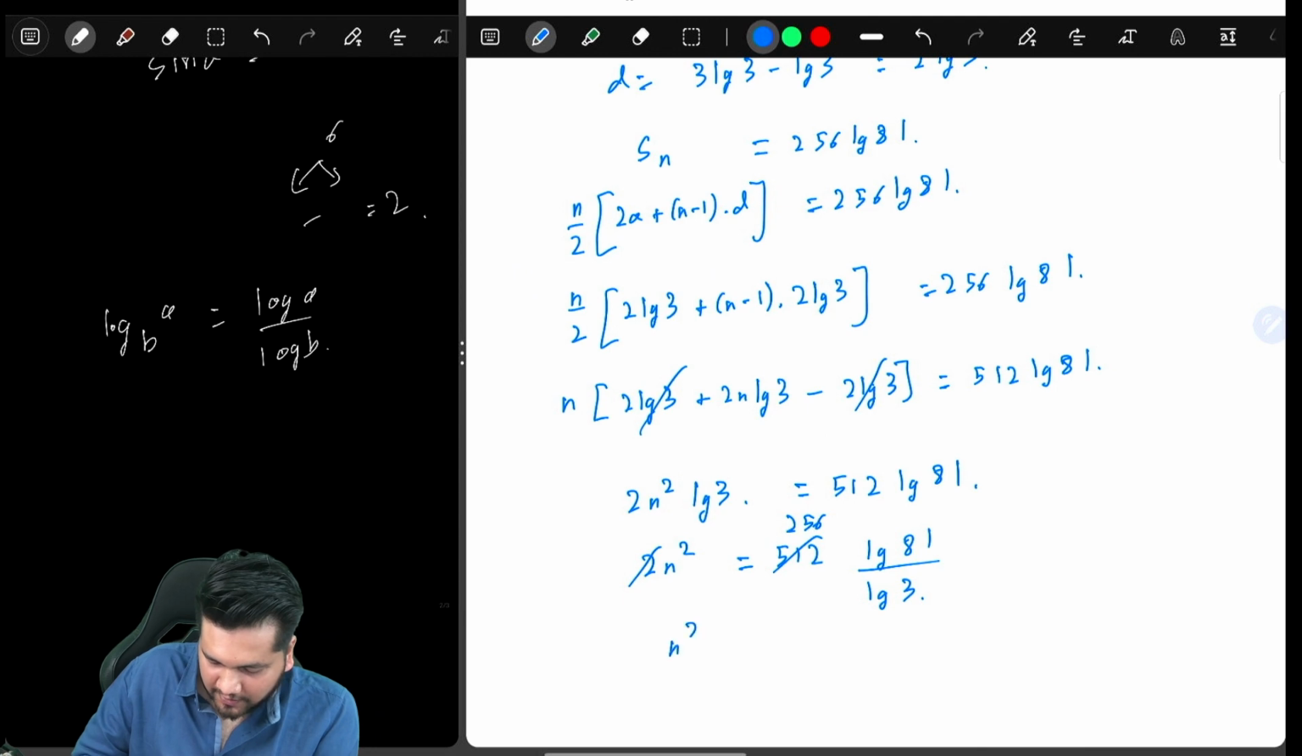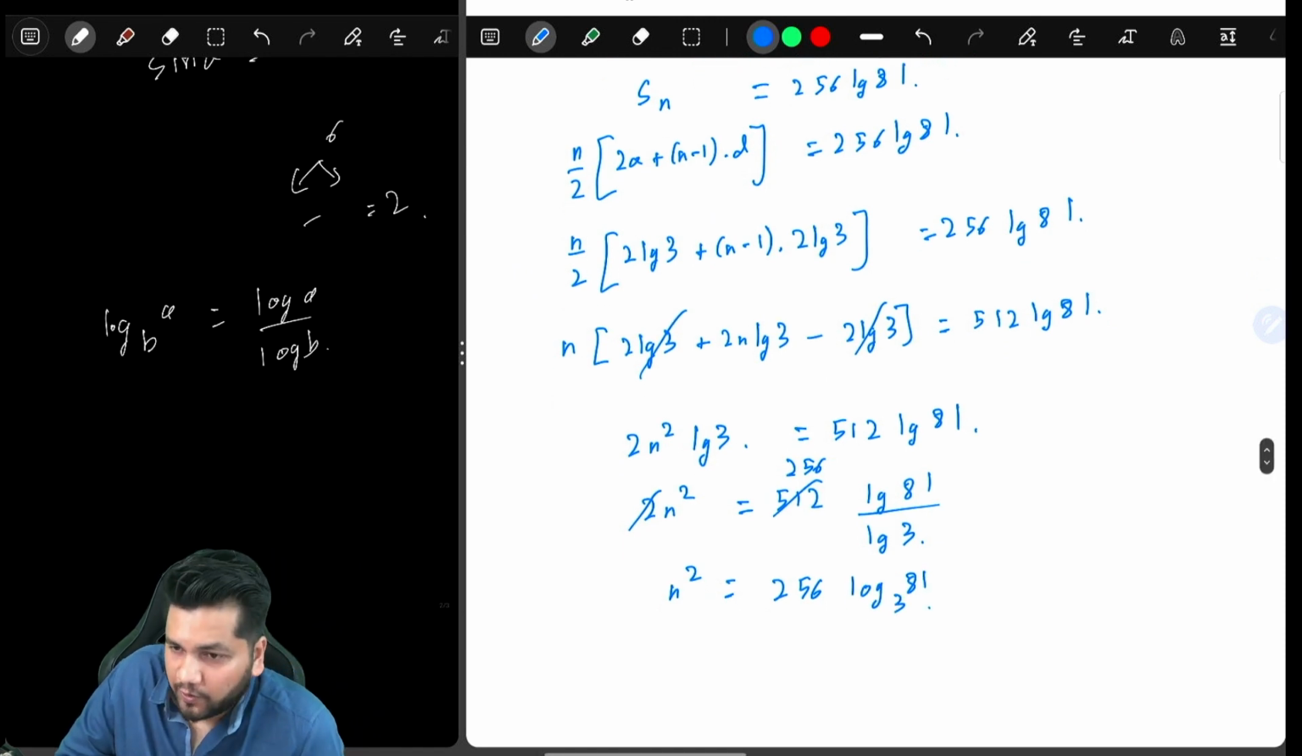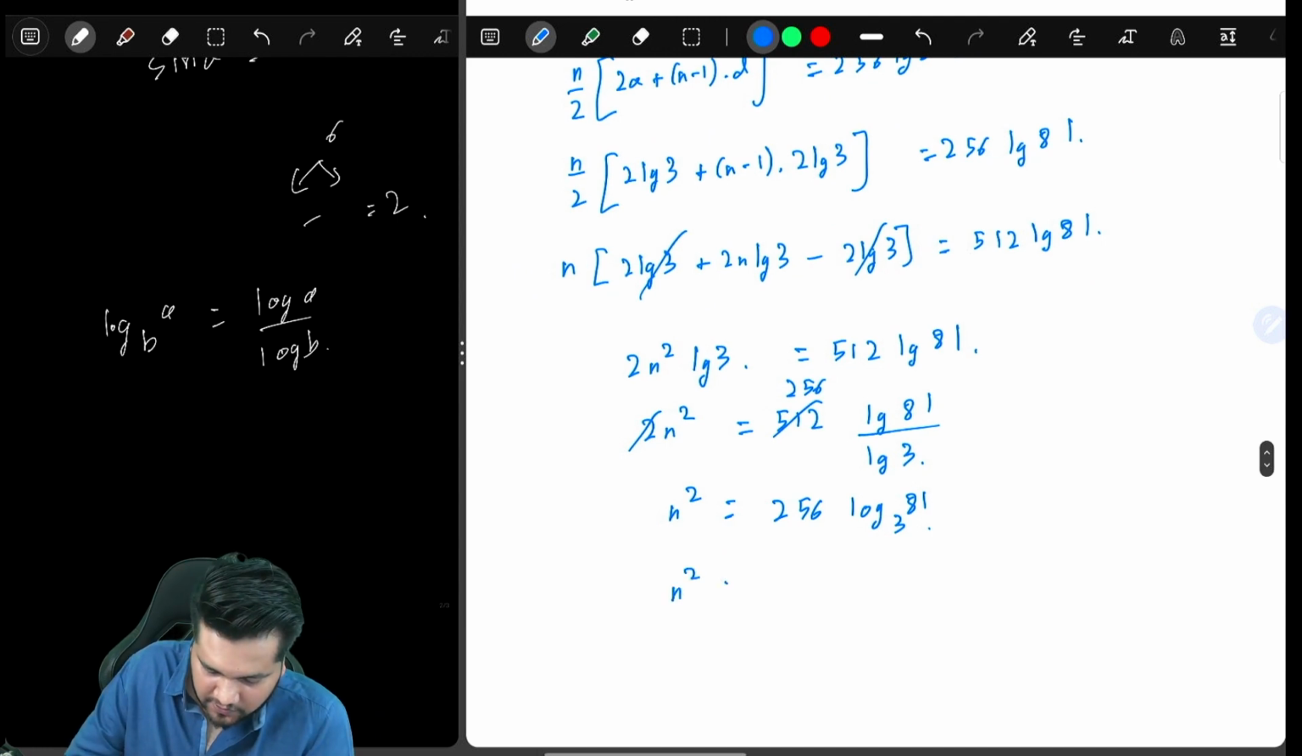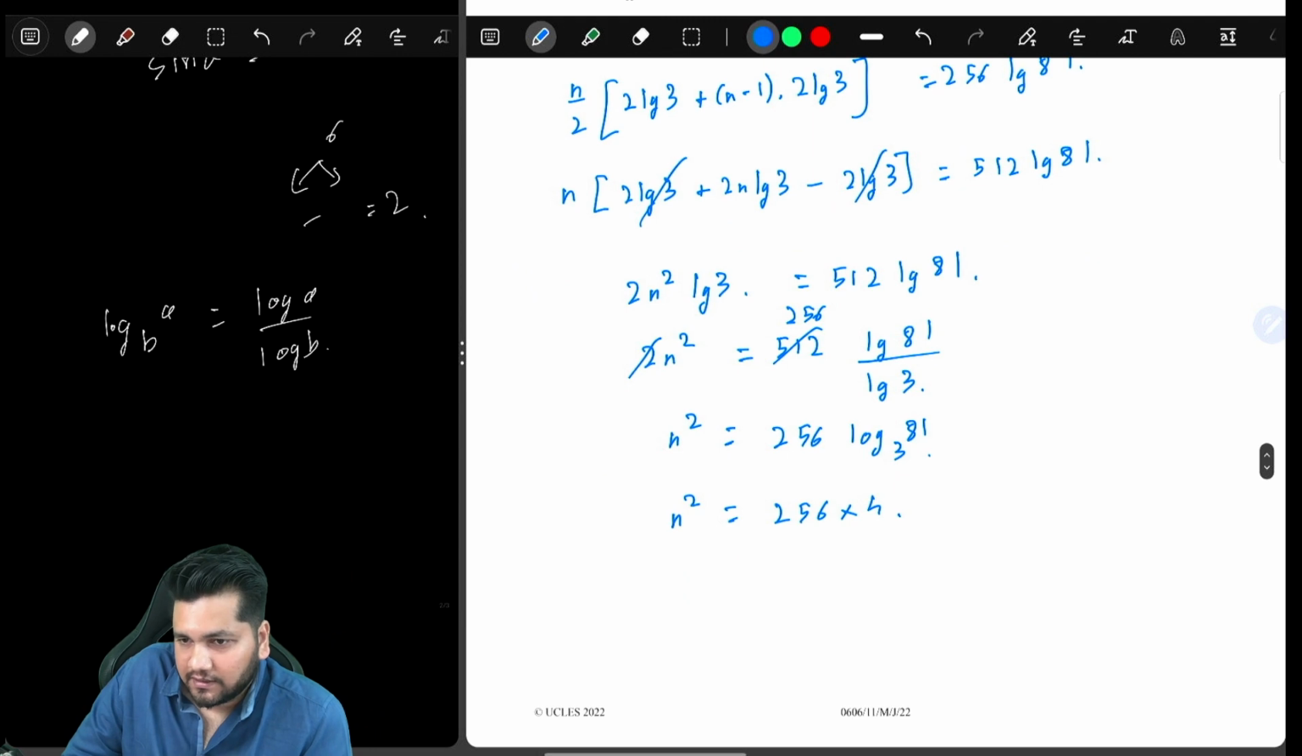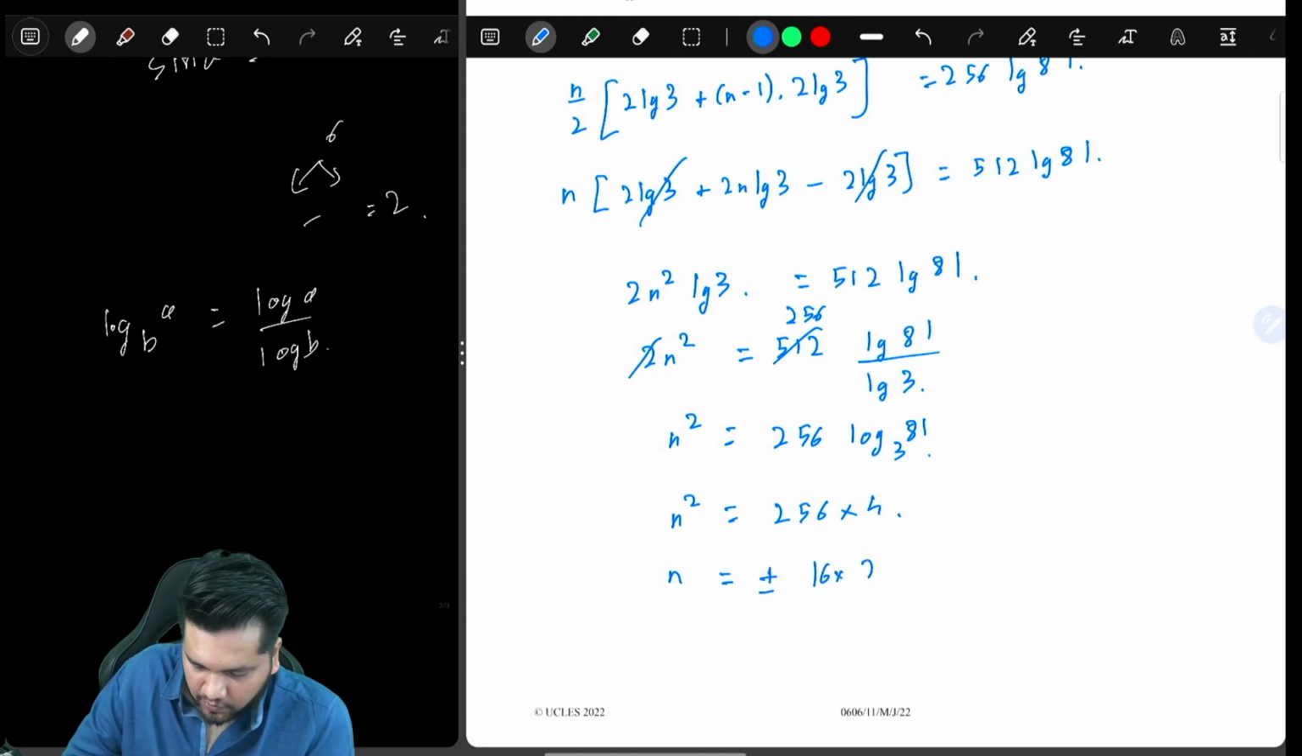So we'll get n square is equal to 256 times log 81 to the base 3. And log 81 to the base 3, 3 to the power of what is 81? It's going to be 4. So n square is equal to 256 times 4. Now, generally, I prefer taking the square root directly rather than multiplying it out. So n is equal to plus minus square root of 256 times 4, which is 16 into 2. So n is equal to plus minus 32.